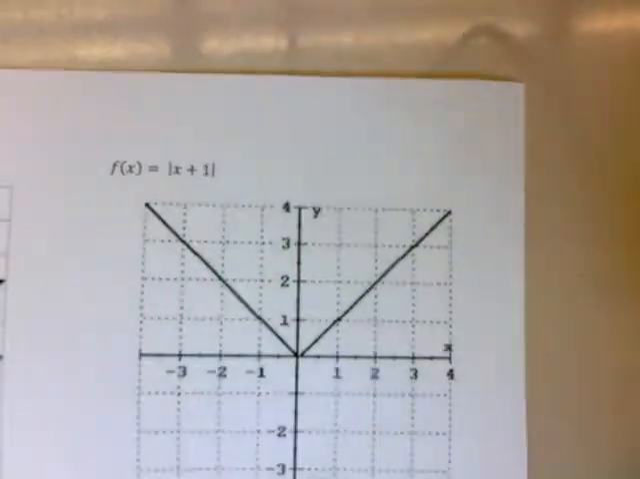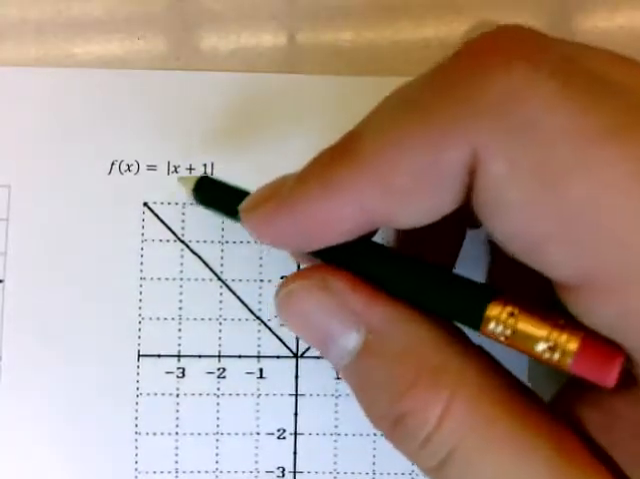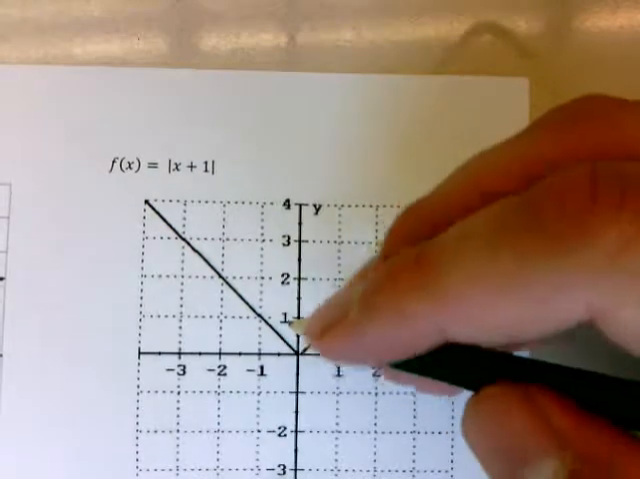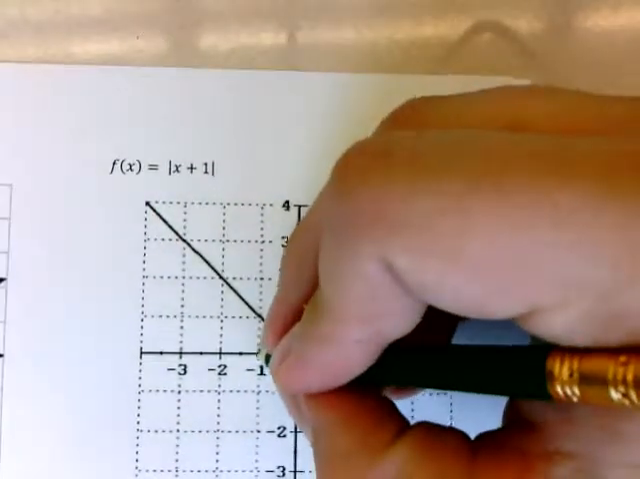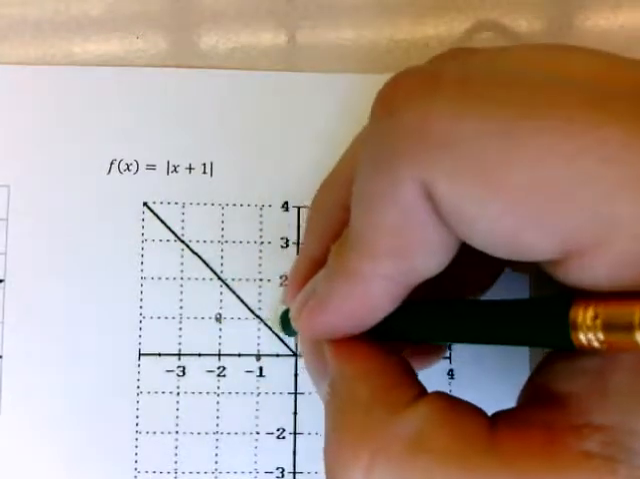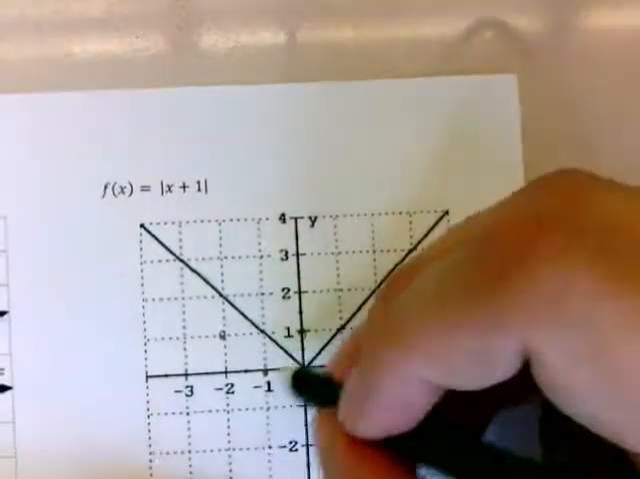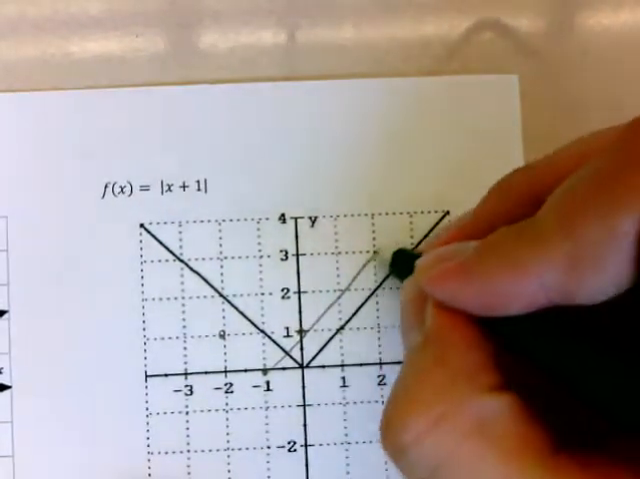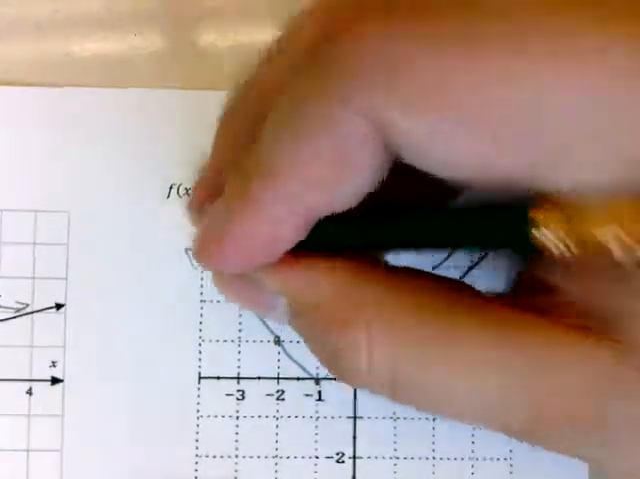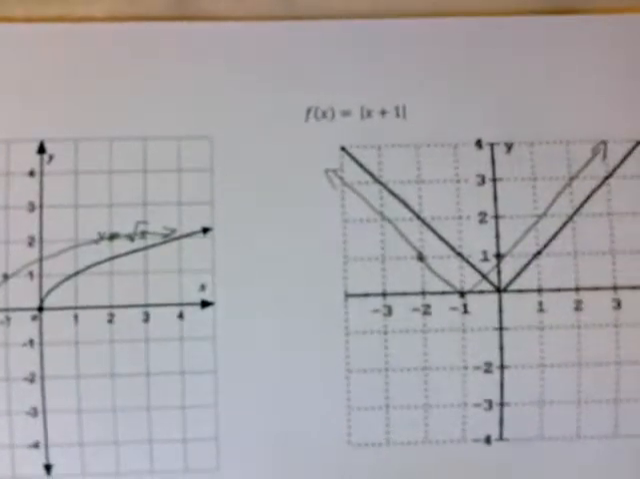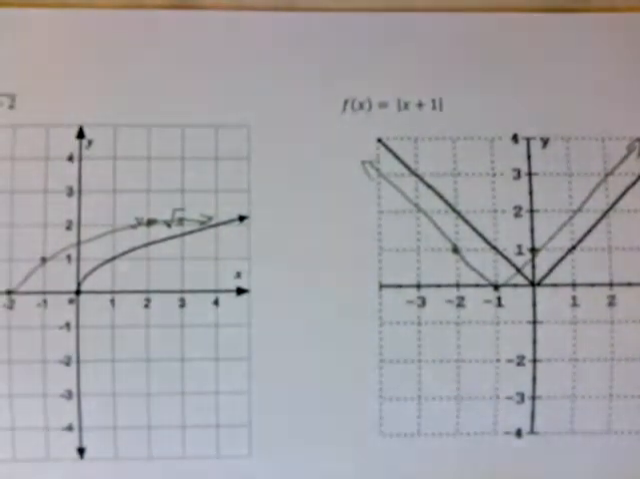So x plus 1, it's inside, so this is a shift to the left. Everything shifts to the left 1. Copy both of those down. Remember, adding shifts left, subtracting shifts right.